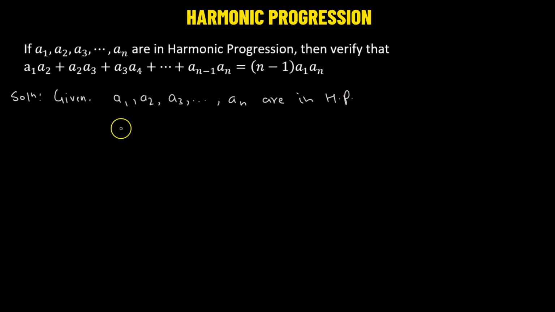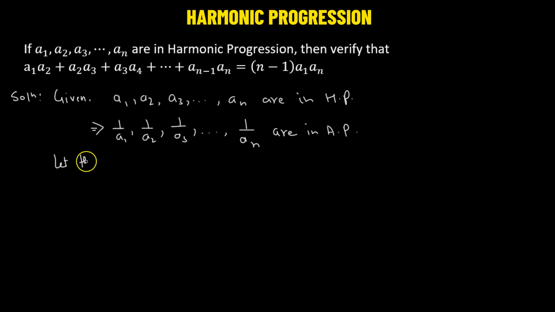So if they're in harmonic progression, that immediately means that the reciprocal of each term is going to form an arithmetic progression. That means 1 over A1, this is the first term, followed by 1 over A2, then we have 1 over A3 all the way up to the nth term, which is 1 over AN. These terms are going to form an arithmetic progression. That's fine. So if they're forming an arithmetic progression, now let's define the common difference of the arithmetic progression. So let the common difference be D.